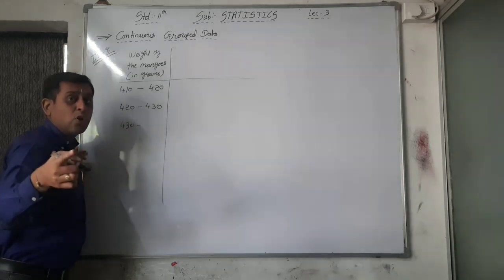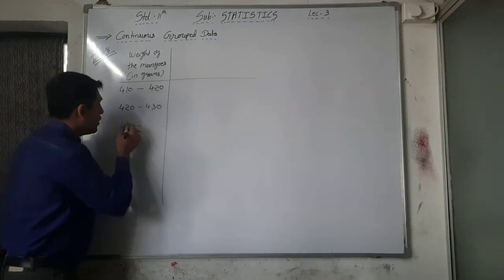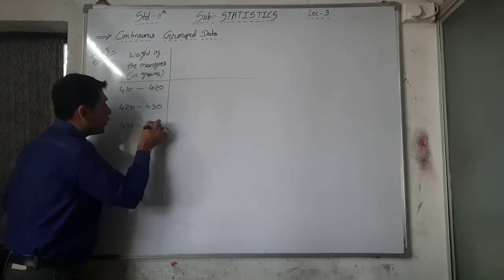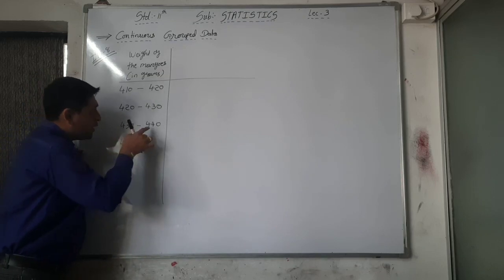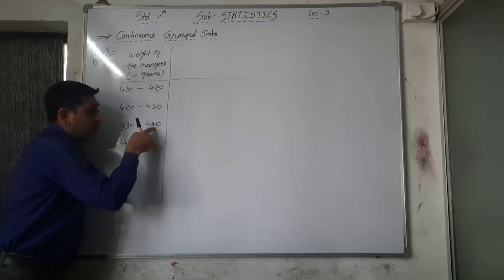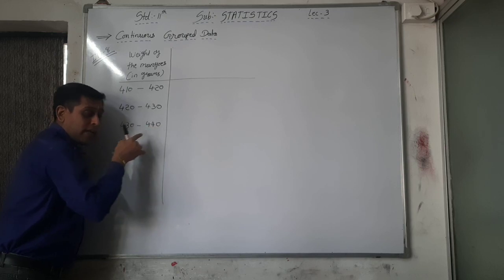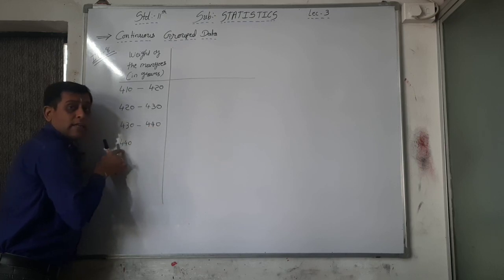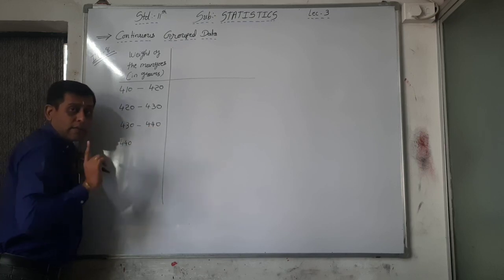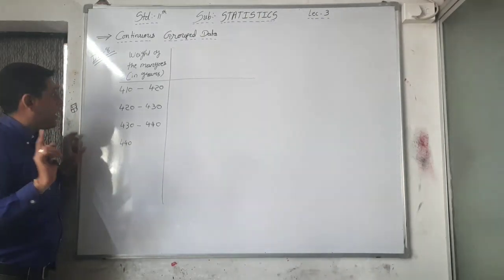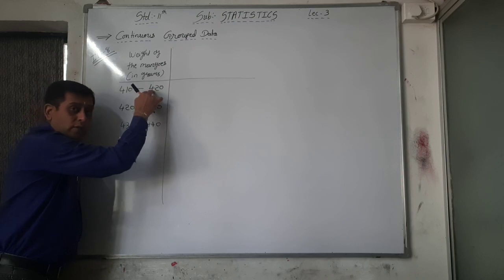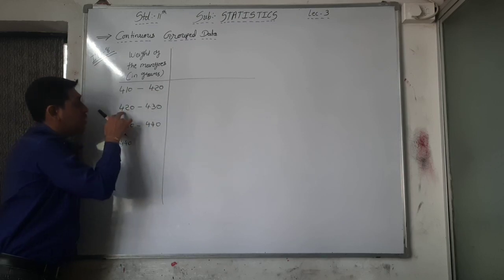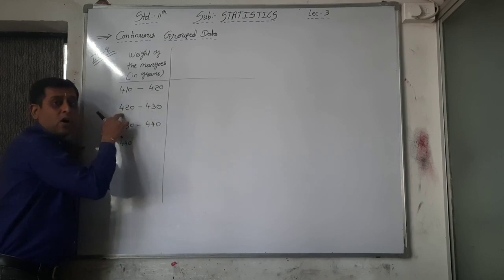Next one is below 440. So here 430 to 440. Then the next one is 442. Whatever the upper class limit of the previous class is, that is the lower class limit of the next class. You have to keep this in mind.